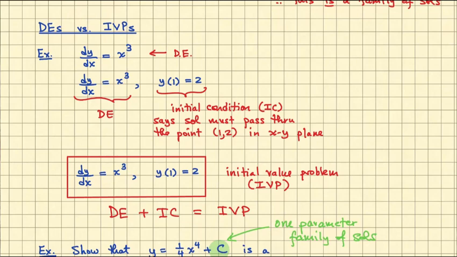So notice this is really taking this differential equation and supplementing it with this initial condition. Then we have a differential equation together with an initial condition, and when you put these two together, we box this in and we call this an initial value problem. It sounds a little fancy, but an initial value problem is just a differential equation together with some initial conditions. And here it's just one initial condition. Okay?